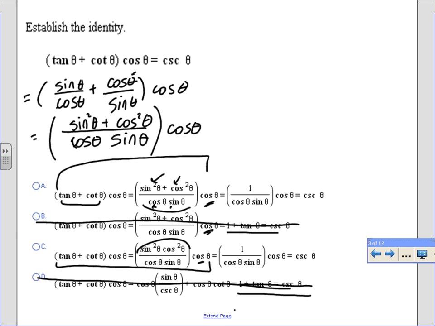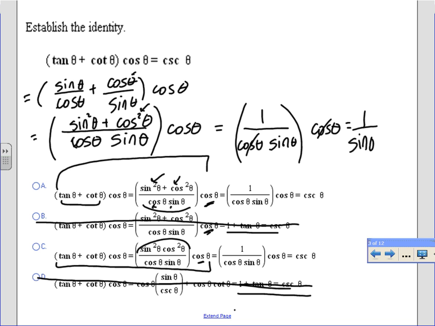And now you probably see the right choice, but I'm going to keep on working it anyway just to be sure. And so sine squared plus cosine squared is 1. So now we're going to get 1 over cosine theta sine theta, and then bring over the cosine theta. And now notice we can cancel those cosines out. And that gives me 1 over sine theta, which is cosecant theta.